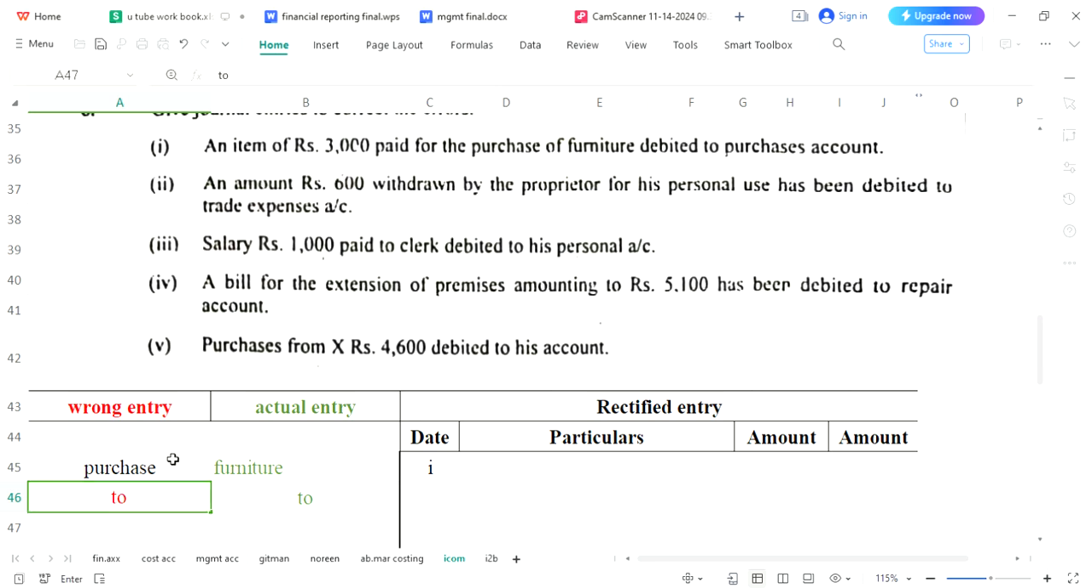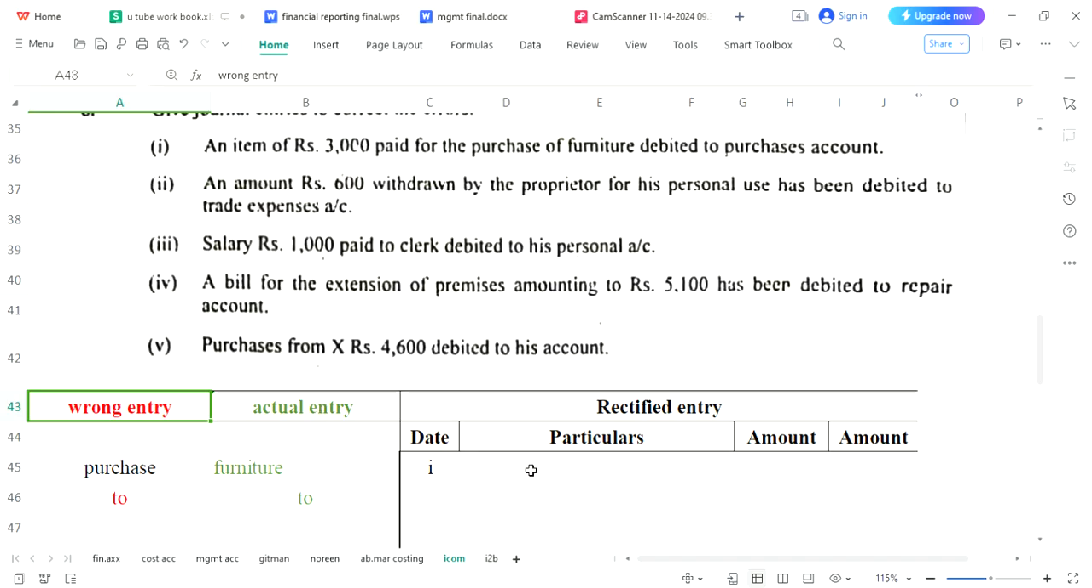So now we understood the mistake. Actually, furniture was required to be written. Instead of furniture, we have written purchase. Please understand: in the actual entry, if it is debit, do debit. If it is credit, do credit. And in the wrong entry, if it is debit, do credit. That means the opposite side. The actual entry would be written as it is.